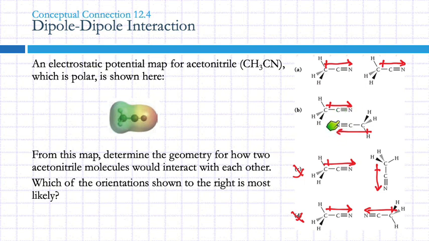Here, we've got the negative ends awfully close together as well. So this A is how we would expect them to be oriented: the positive of one next to the negative end of the other.